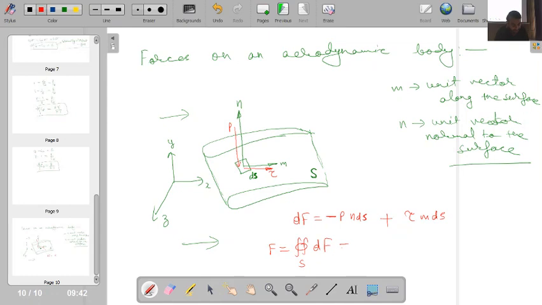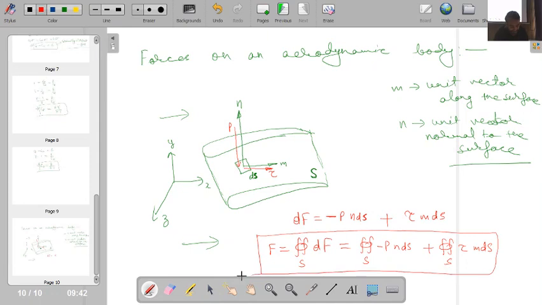So this will become equal to the surface integral of minus p n ds plus the surface integral of tau m ds. Here S refers to the complete surface. Okay, is this point clear? So I can say that this is the net force which is acting on this.